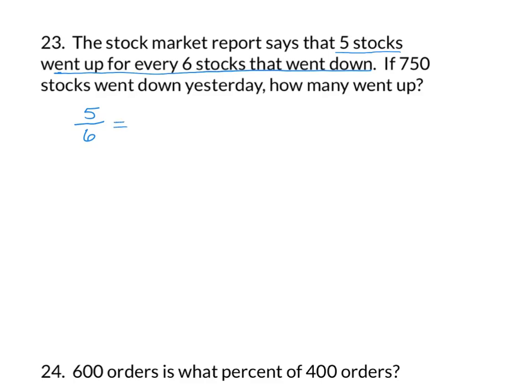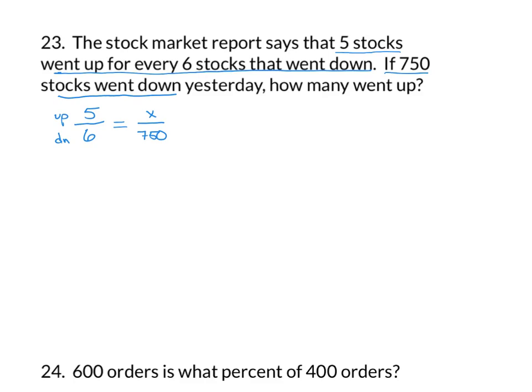And so now where do we want to put the 750? Well, it says that 5 stocks went up for every 6 stocks that went down. We have 750 stocks went down, which means that 750 will go on the bottom. And we have x on top.